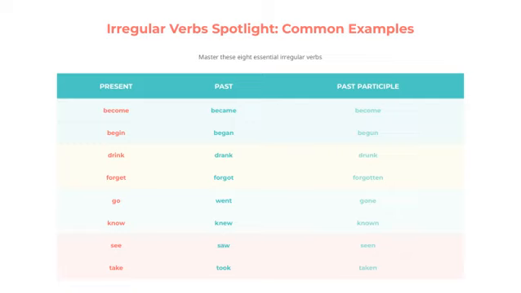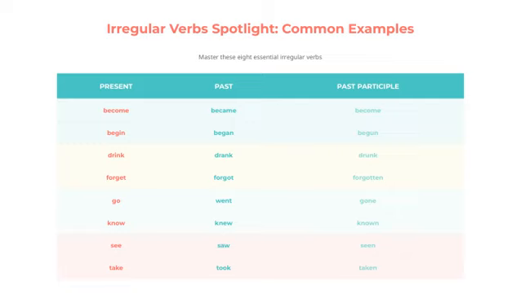Next up is begin. In the present, begin. The past is began, and the past participle is begun. Again, a completely different form. Then there's drink. We say drink in the present, drank for the past, and drunk as the past participle. Moving on to forget. The present is forget, the past forgot, and the past participle forgotten.